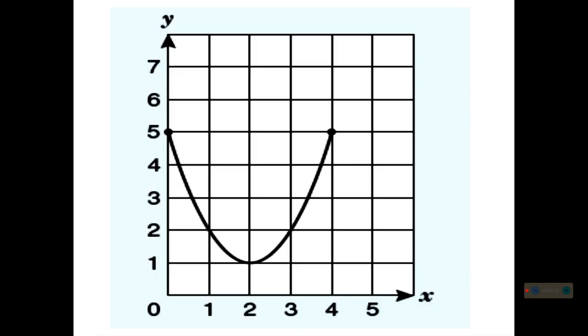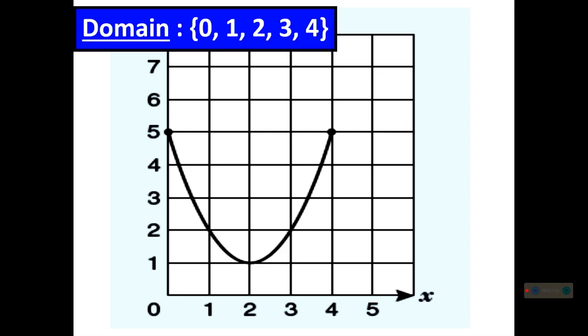Okay. How about this one? So this is not scattered. So we already have again a line, but it is a curved line, not a straight line. So what will be our domain here? Okay, correct. That is 0, 1, 2, 3, 4.